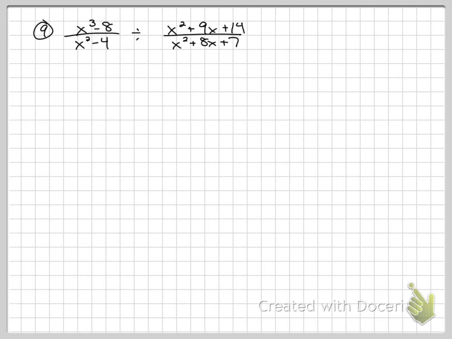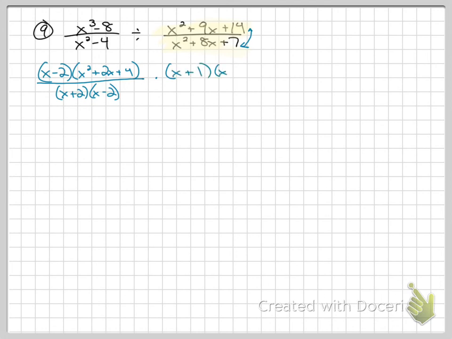Okay, last one, I think. So pause it, factor it, flip and multiply. So this whole fraction will be upside down. Cubic factoring: x minus 2, x squared plus 2x plus 4. Cubic factoring is in the first video you watched. X plus 2, x minus 2, difference of squares, supposed to be quick and easy. Multiply. The x squared plus 8x plus 7 is going to go to the top: x plus 1, x plus 7. The 9x term is going to go to the bottom. Multiplies to be 14, adds to be 9: 2 and 7.